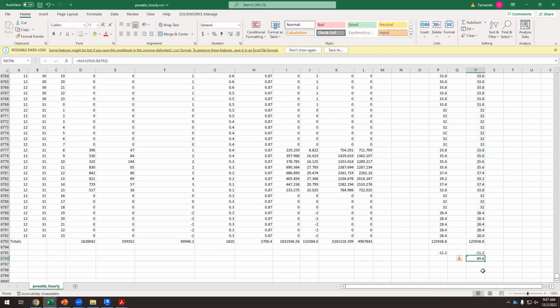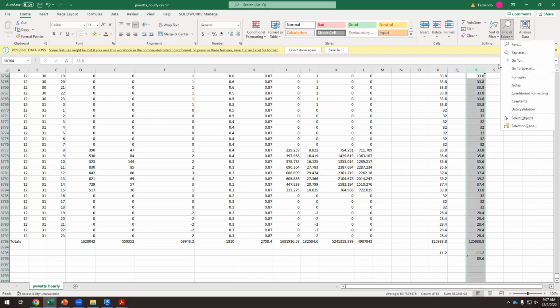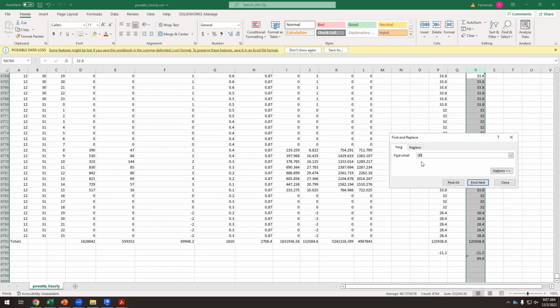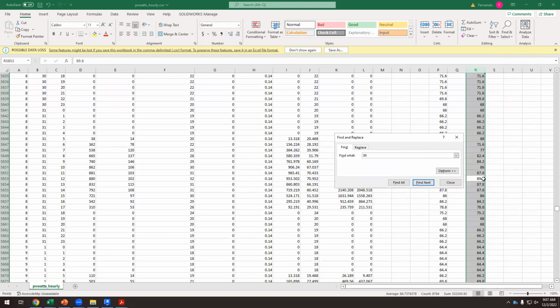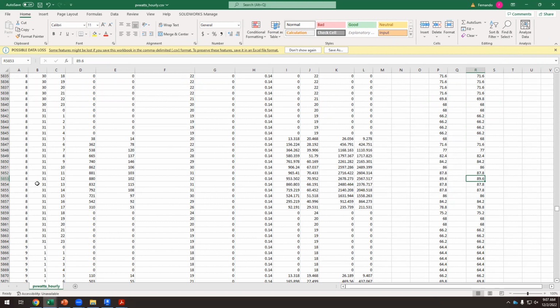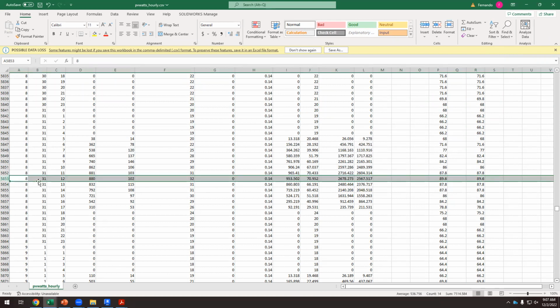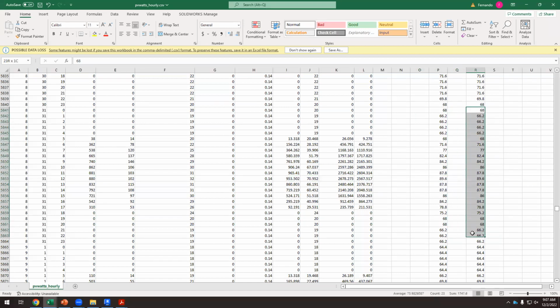Okay, so the maximum temperature is 89, and where can I find 89? Let's find in this column. I need 89. Find next. Okay, so this is 89. What day does it happen? It happens on August the 31st. Okay, so August the 31st would be the hottest day according to this.